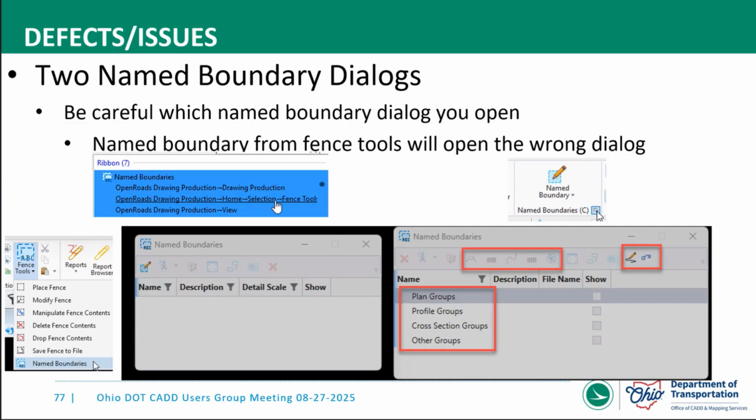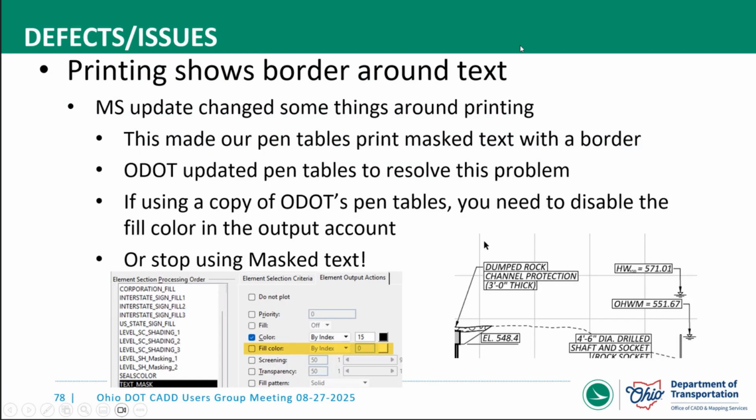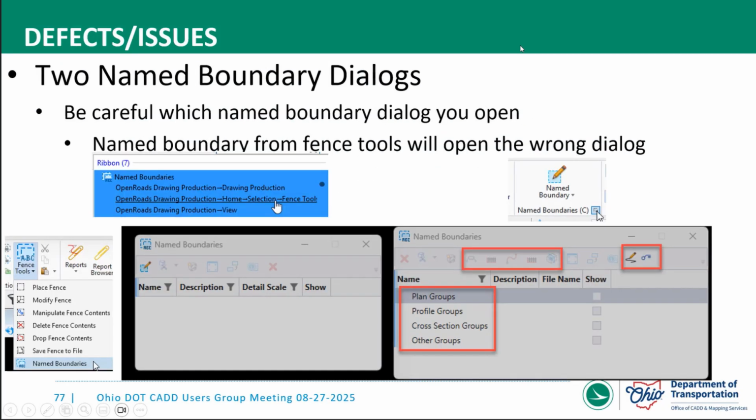This one is more of just a pet peeve of mine. So I wanted to get up here and complain about it. Bentley's sick of me arguing with them over this, but if you guys didn't know, there are two name boundary dialogues in ORD. One of them is the correct one. One of them is MicroStation's.